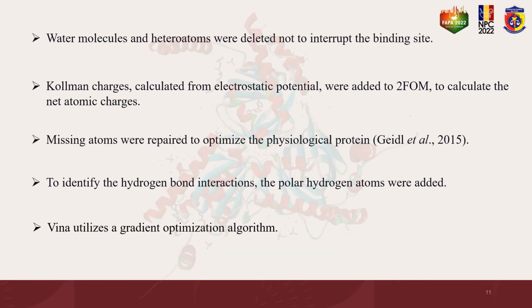While preparing the receptor, water molecules and heteroatoms were deleted, aiming not to disturb the binding site. Kollman charges, which are calculated from electrostatic potential, were added to the 2FOM receptor to calculate the net atomic charge of the receptor. Missing atoms were repaired to optimize the physiological condition for the receptor outside the body and inside the computational program. To identify the hydrogen bond interaction, polar hydrogens were added. Vina utilizes a gradient optimization algorithm.